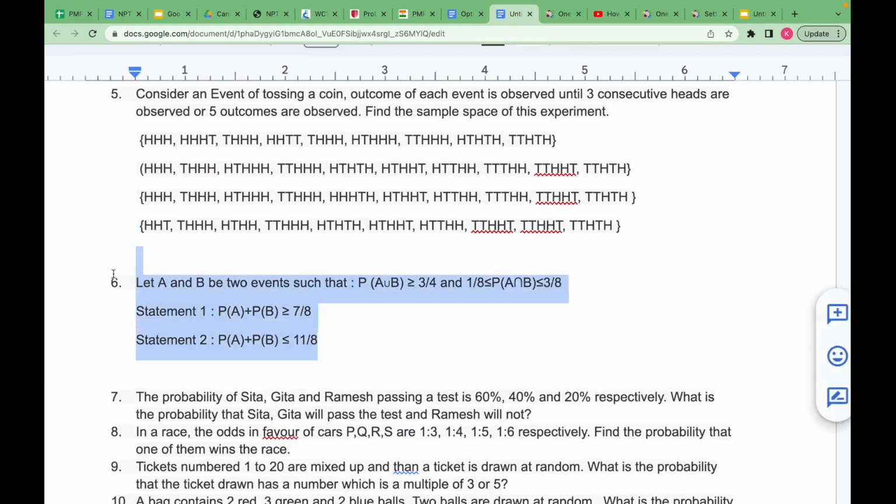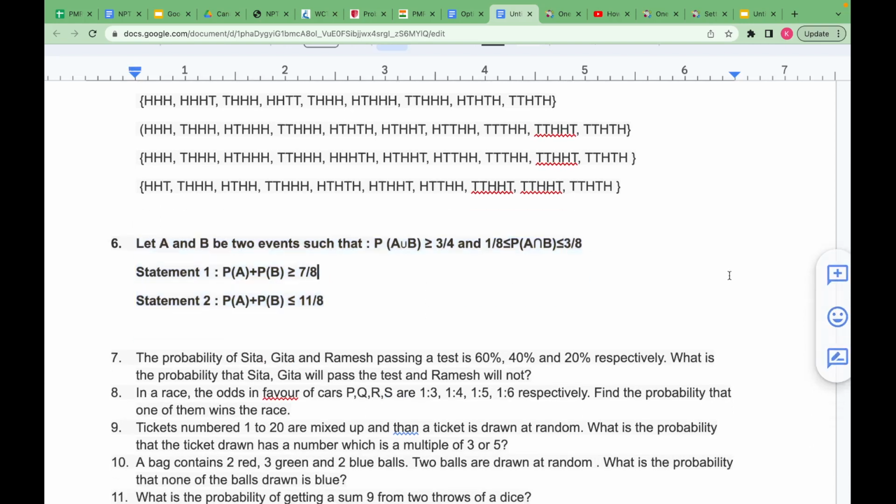So now moving to the next question. You need to tell me which of these is correct: statement 1 is correct, or statement 2 is correct, or both the statements are correct, or both the statements are incorrect. Okay.